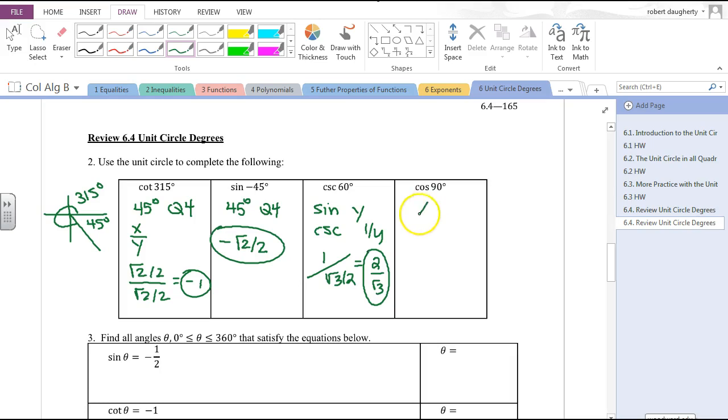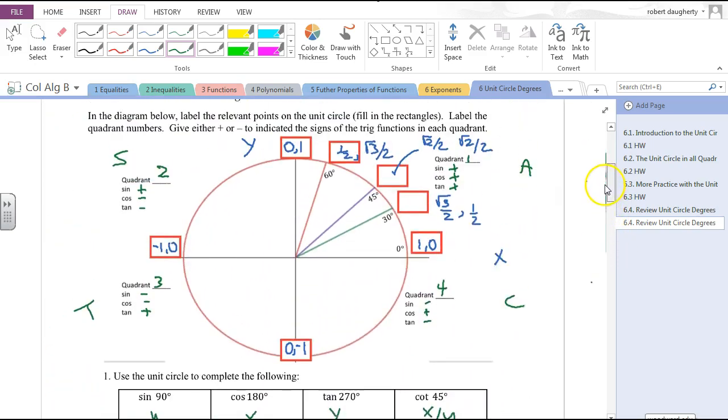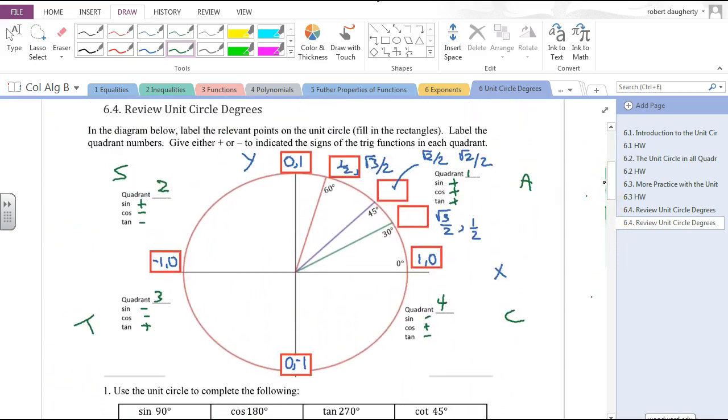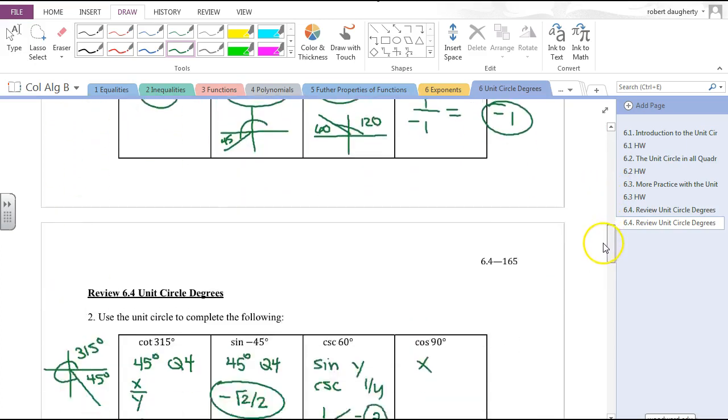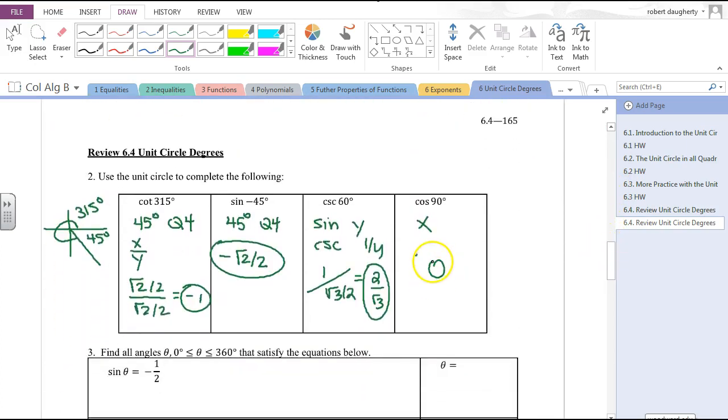Cosine of 90. What's the x coordinate at 90 degrees? So you go to the unit circle, 90 degrees, the x coordinate is 0. So this answer is 0.